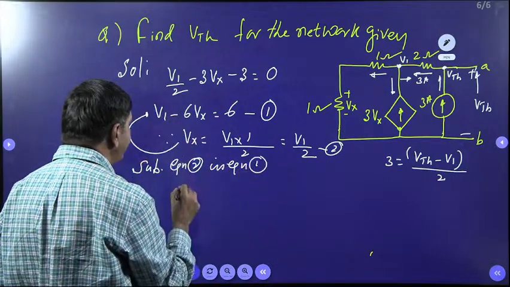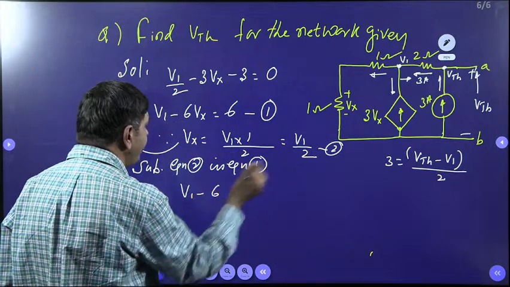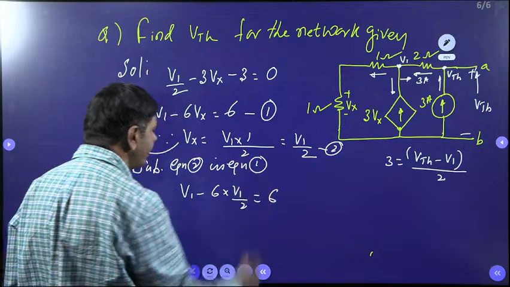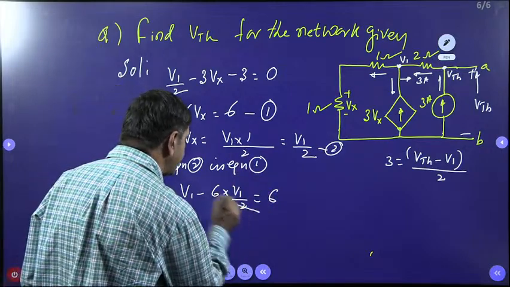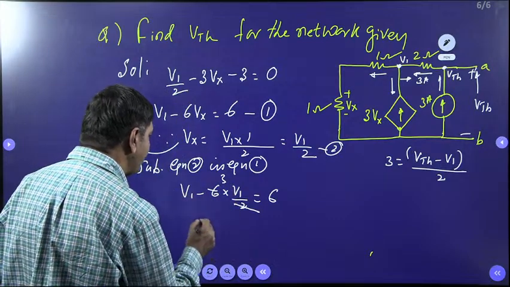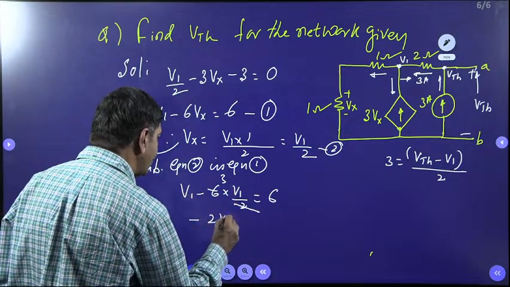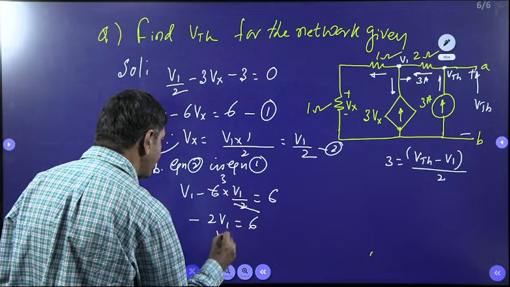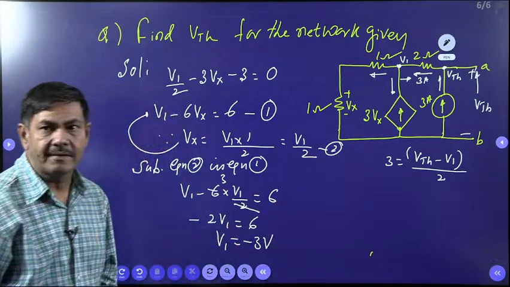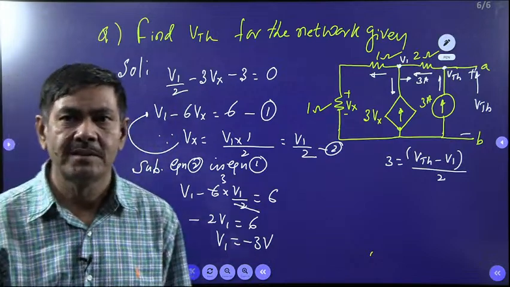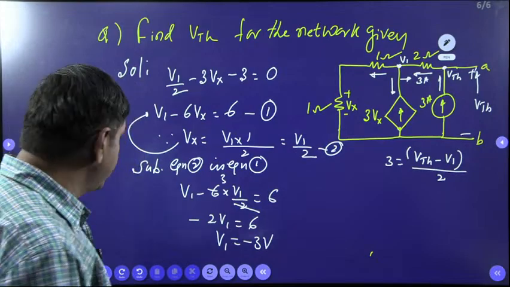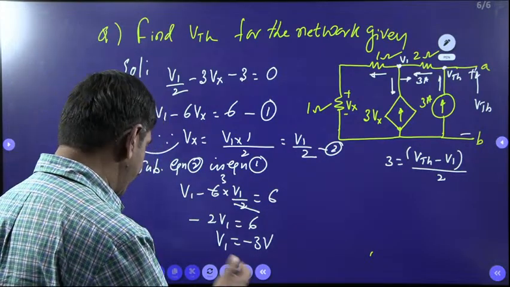Then I will get V1 minus Vx is nothing but V1 by 2, that equal to 6. I can cancel here 3 times. So what I will get now, V1 minus 3V1 is nothing but minus 2V1 I will get, that equal to 6. V1 equal to how much? Minus 3 voltage I got. By using this, minus 3 voltage I am getting here now.